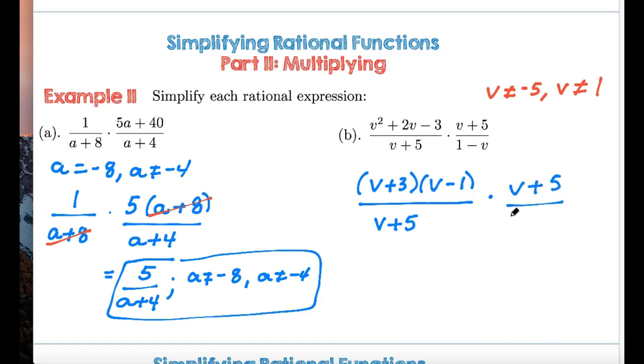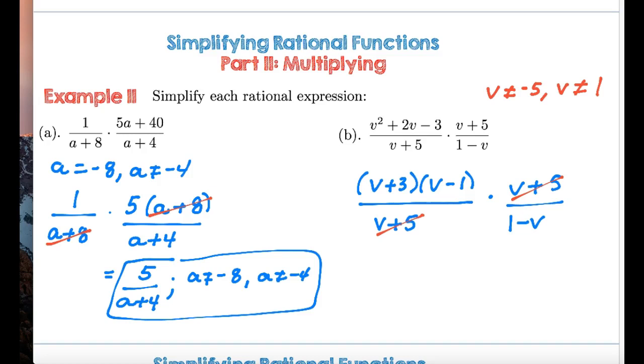Now look, over 1 minus v. Now that's going to be important. So the v plus, you can't simplify vertically, but diagonally the v plus 5's become 1. You almost want to cancel out the v minus 1 and the 1 minus v. Be very careful. They are not the same.